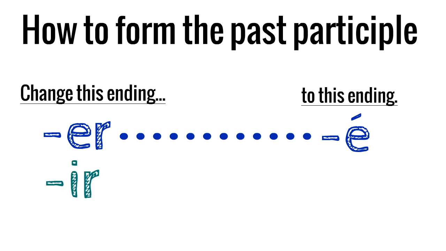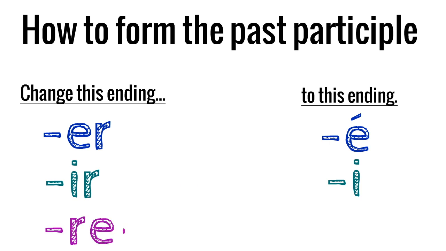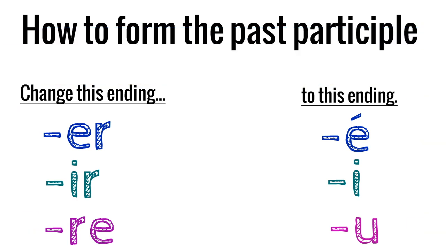Drop the IR from those infinitives and use I. RE verbs will get just a U. These rules just have to be memorized, and let's be honest, it's not too much to handle. ER, E, IR, I, and RE, U.